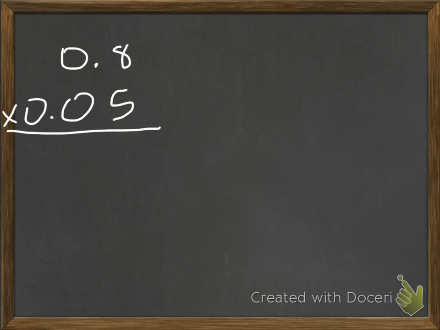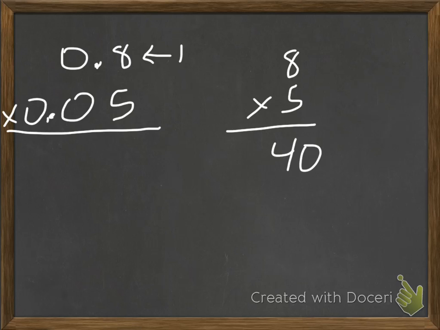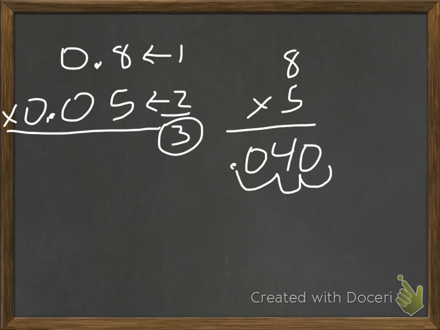So what we have is 0.8 times 0.05. What we want to do first is let's just look at the numbers, 8 and 5. Let's take those out, multiply those, and get 40. Then we want to look back at our numbers. We have one decimal place here. We have two decimal places here for a total of 3. So we have to move our decimal 3 places to the left. So we'll start here and go 1, 2, 3. So we have to add that 0.